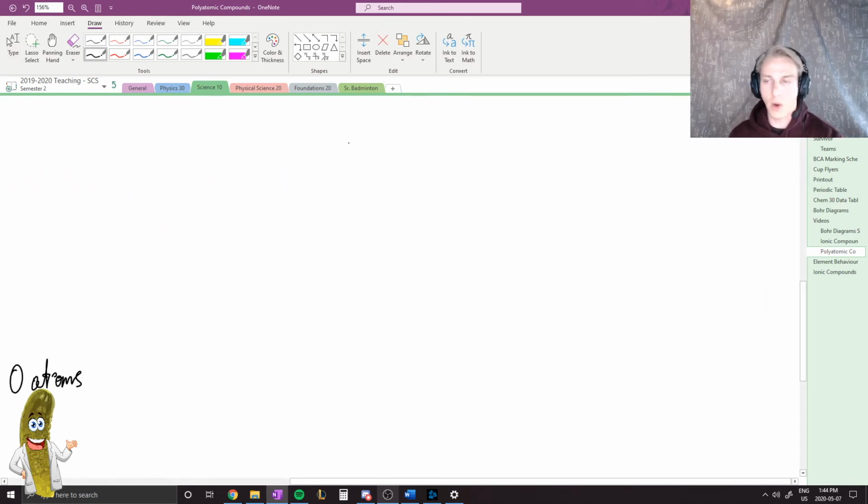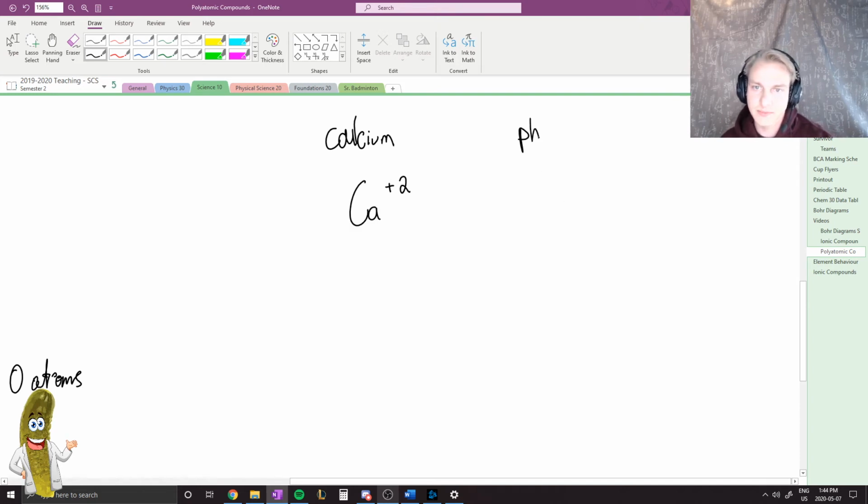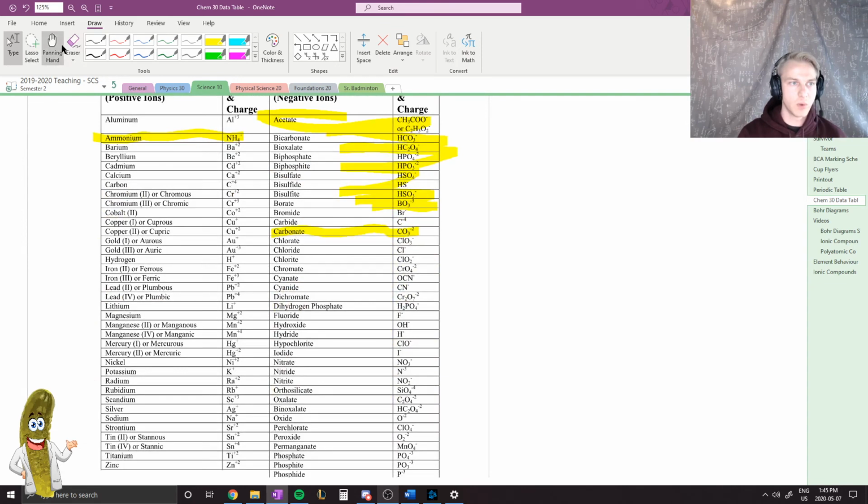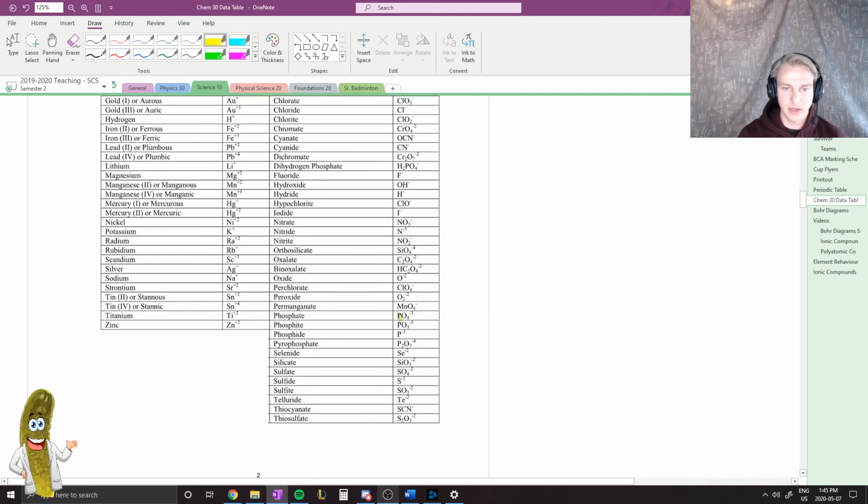Now, if we were to do one more example, let's choose calcium, which I know has a +2 charge. And then let's choose phosphate, which is PO4 with a 3- charge. Again, both of these can be found on our little data table, where we have calcium on the left-hand side with a +2 charge, and phosphate down here with the PO4 3- charge.